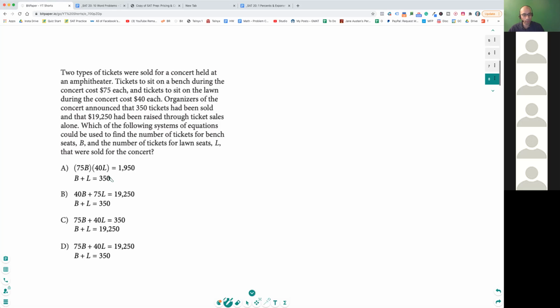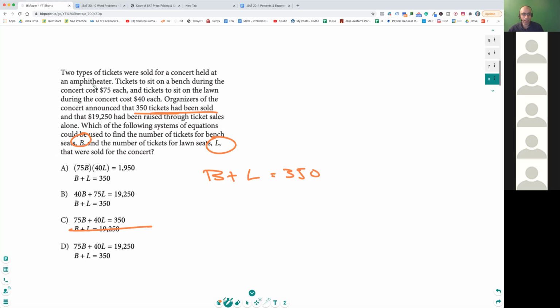You can figure it out whichever way you want, but you can try to say, first of all, B plus L is equal to 350. What is B and L? B is the bench seats and L is the lawn. And go and look for 350. The organizers of the concert allowed 350 tickets to be sold, and these are the two ticket types. So B plus L is equal to 350. That's a clear winner, that works. So you can eliminate this choice immediately.